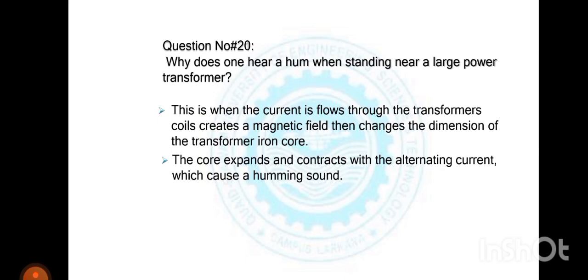Question number 20. Why does one hear a hum when standing near a large power transformer? When current flows through the transformer coils, it creates a magnetic field, which changes the dimensions of the transformer iron core. The core expands and constricts with the alternating current, which causes a humming sound.